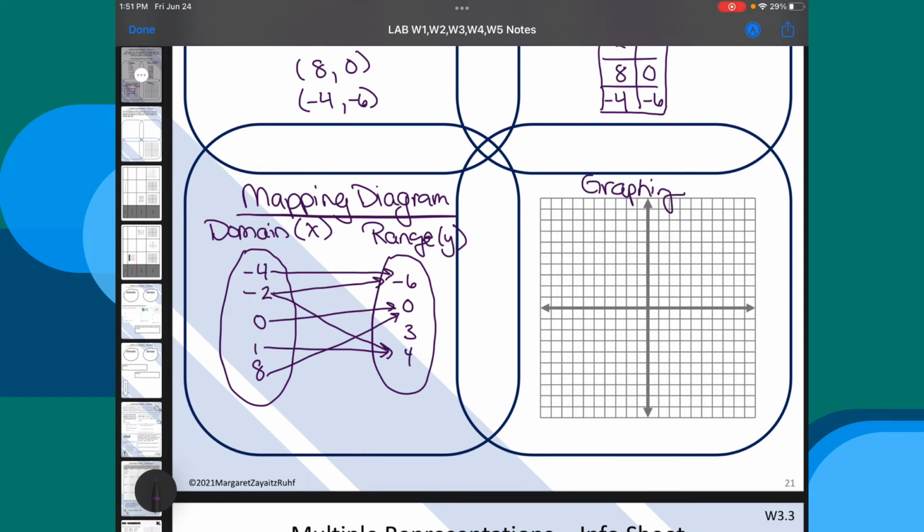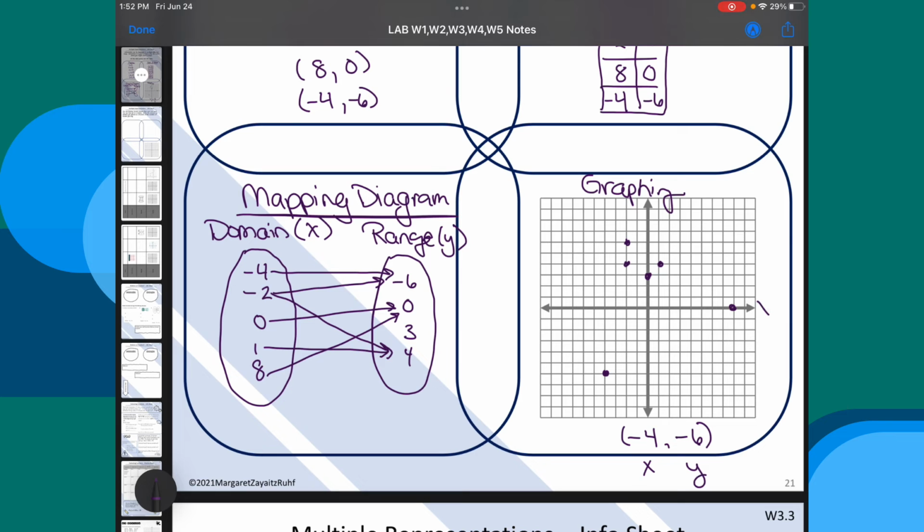The last way that you can represent data points is through graphing. So we would graph all of our points. 1, 4, negative 2, 6, 0, 3, negative 2, 4, 8, 0, and negative 4, negative 6.